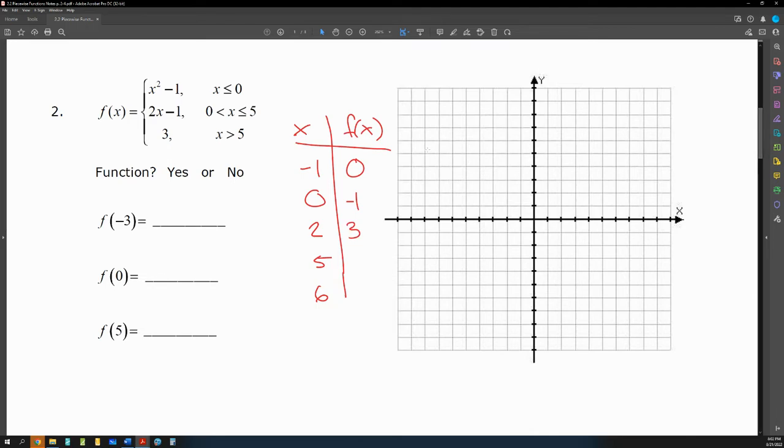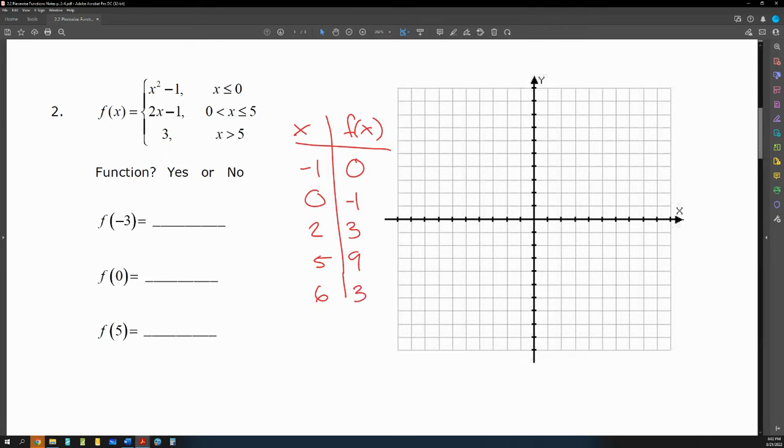We plug in 5. So again, that fits that middle expression as well. So 2 times 5 minus 1 is 9. And then finally, plugging in 6. This goes in the last expression. Well, there's nowhere to plug in for x. The value is just 3.